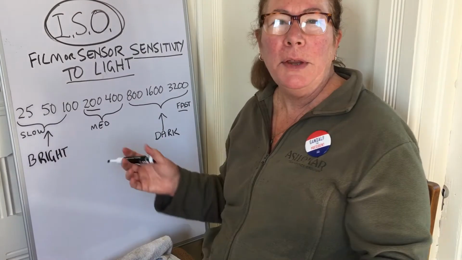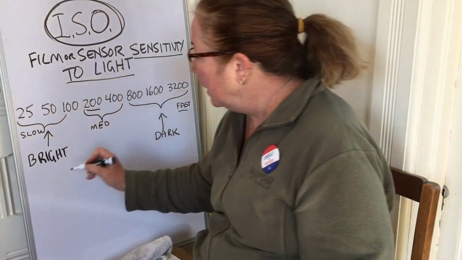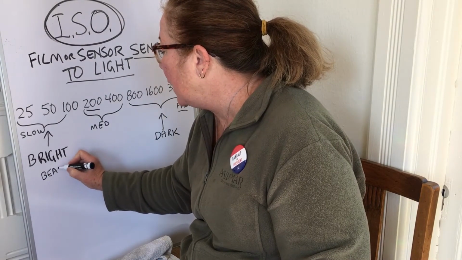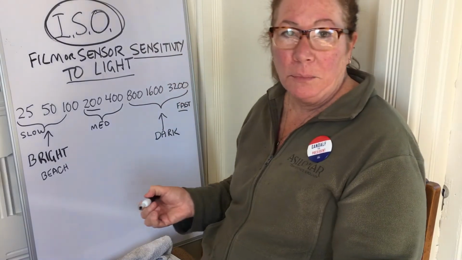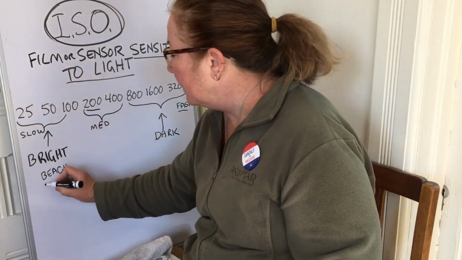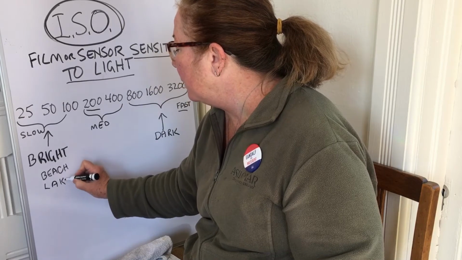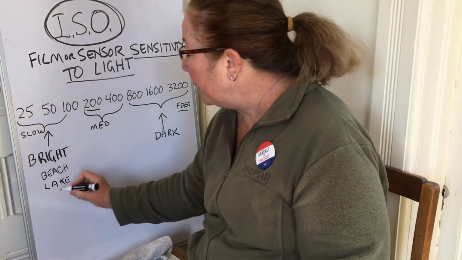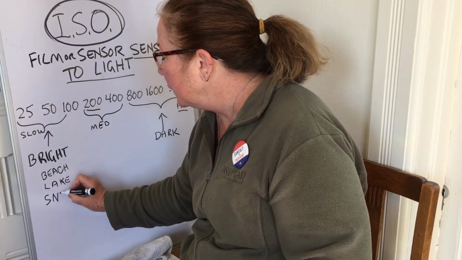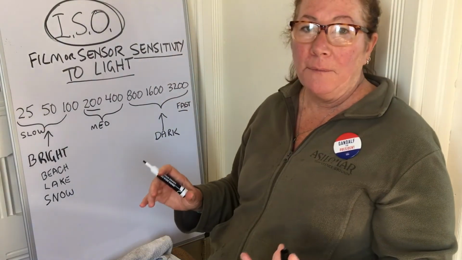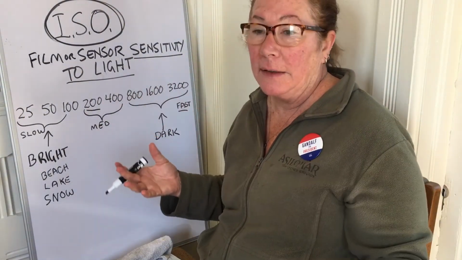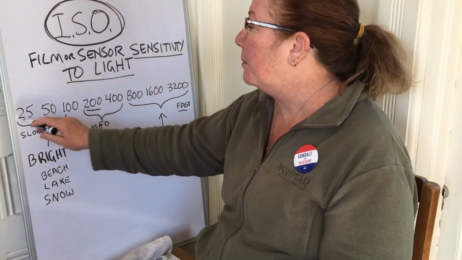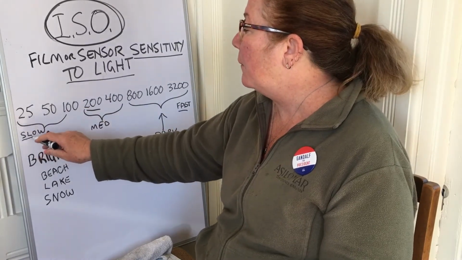So super bright, think about what could be super bright. Well, how about the beach, right? You've got sand, you've got water, and they all reflect. The beach could be super bright. You could be out on the lake, right? Where you've got water reflecting sun. If it's a sunny day, it could be super bright, okay? Or another place where it could be super bright, snow, because you've got lots of white reflecting that sunlight back. It could be super, super bright. These are the conditions where you might want to use what we call a slow film, right?